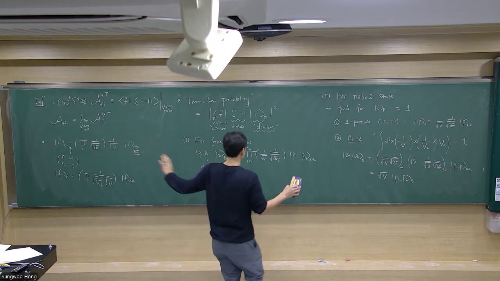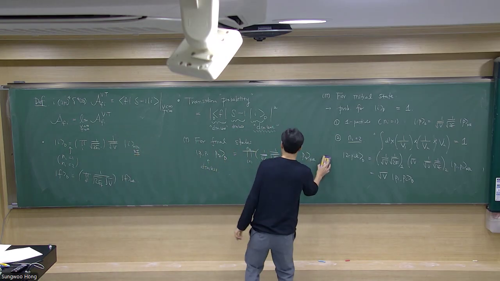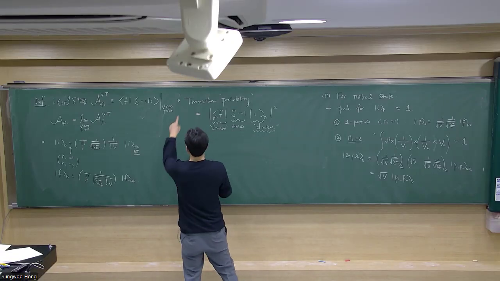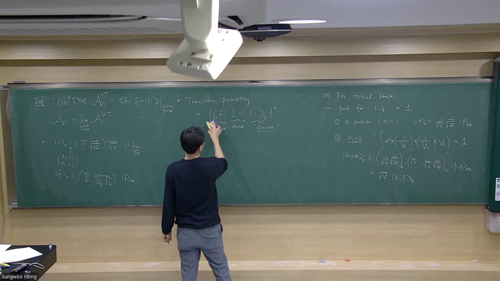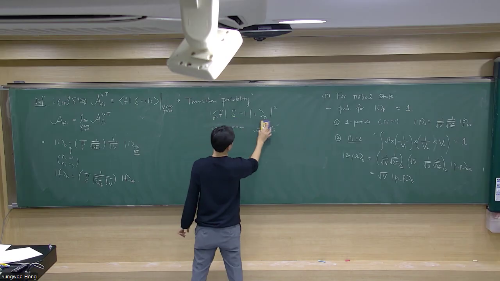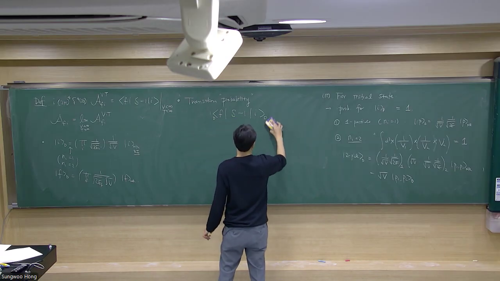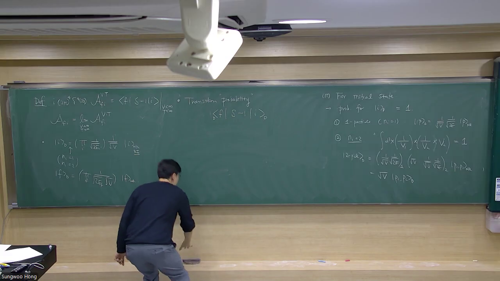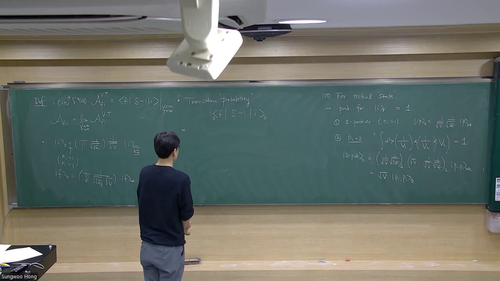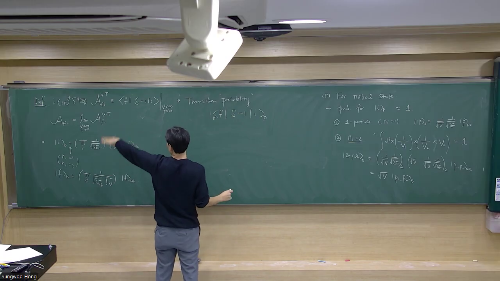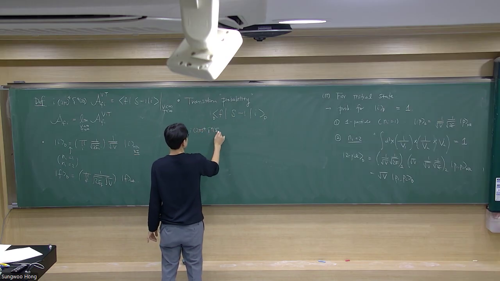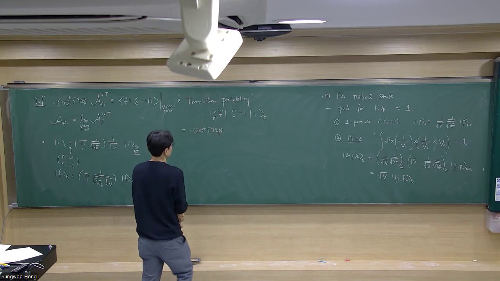Okay, so that's the preparation. Now I'm ready. So the transition probability is this. First let me write this out, and then we are going to split. So how would you write? Let's write this. I combine these two definitions, and I get the 4 momentum conservation in front.